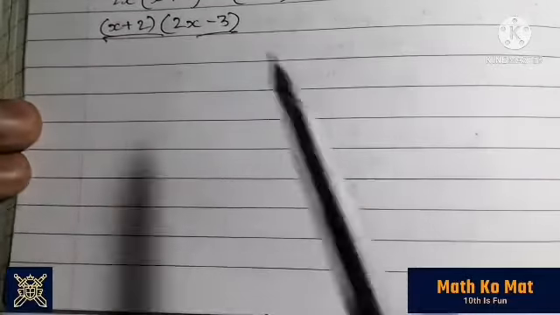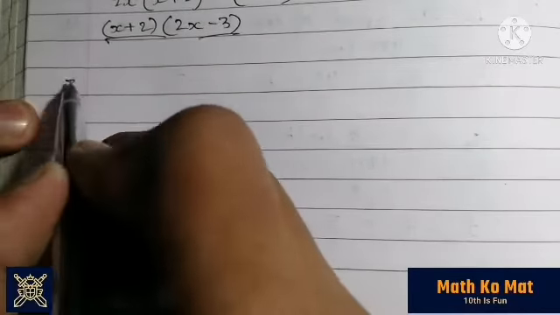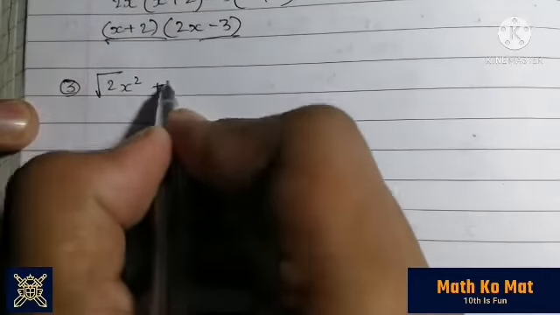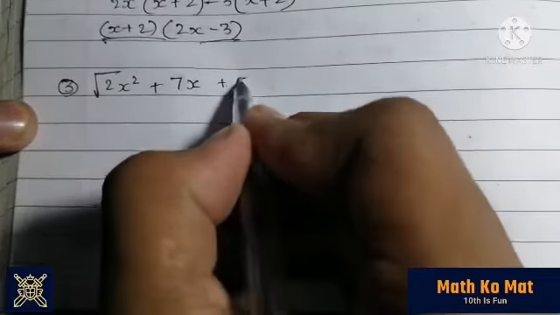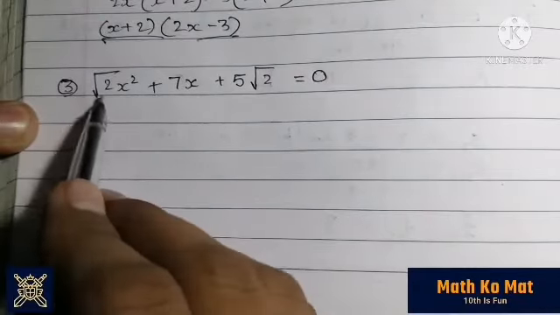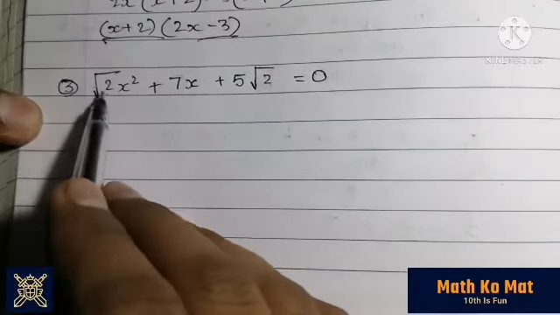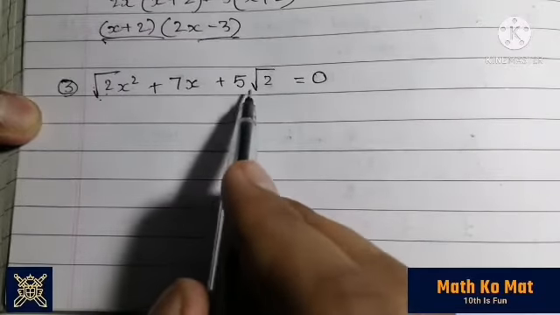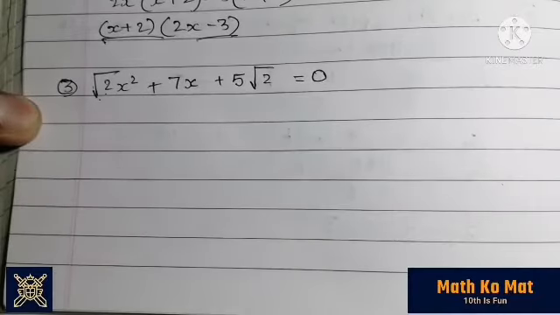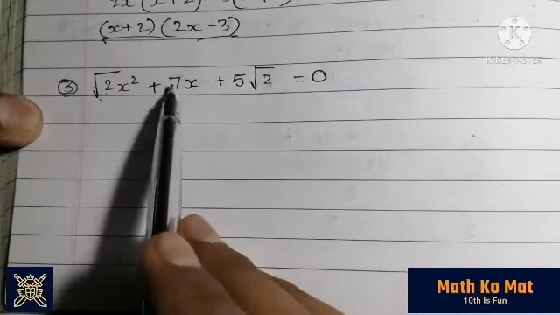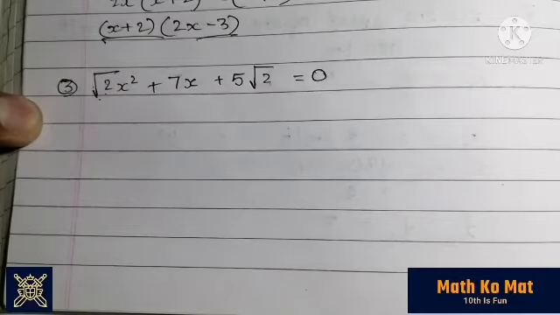So for the third part, the given equation is root 2 x square plus 7x plus 5 root 2 is equal to 0. Now, as you can see, the coefficient of x square is root 2, multiply it with the constant. So 5 root 2 into root 2 will give you 10. So 5 into root 2 square, that is 2. 5 2s are 10. So the factors of 10 are 5 and 2. And when you add 5 and 2, you get 7. So 5 and 2 are the numbers that we are going to use in this splitting.